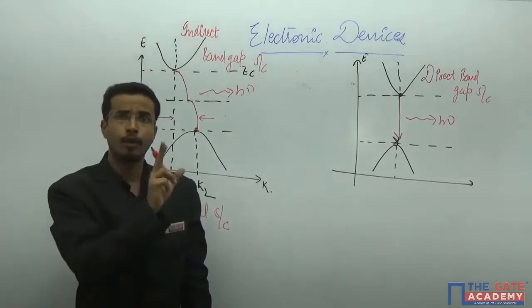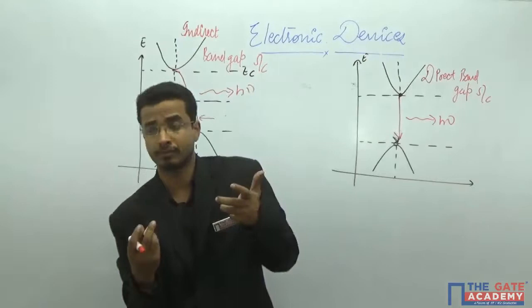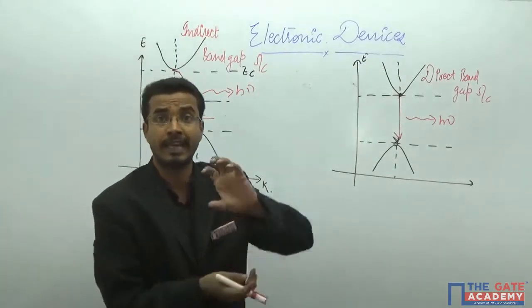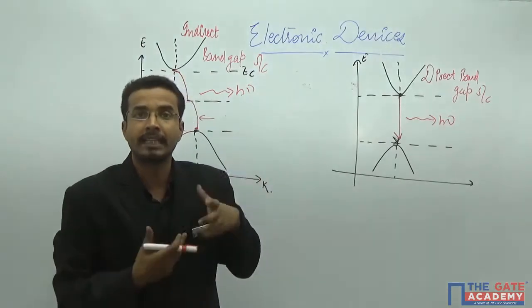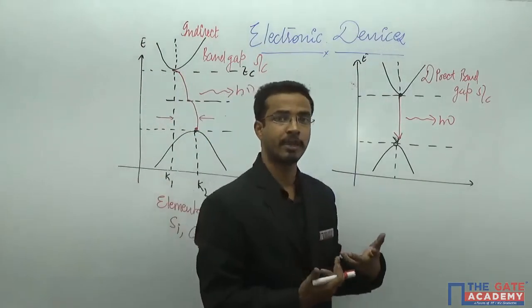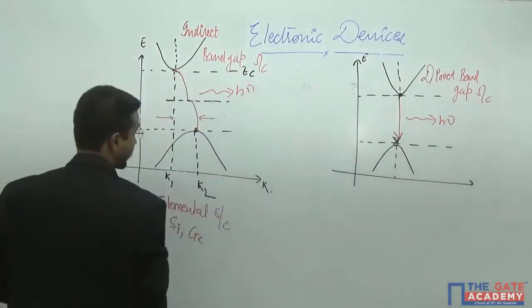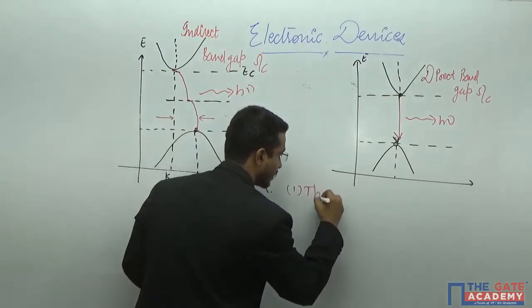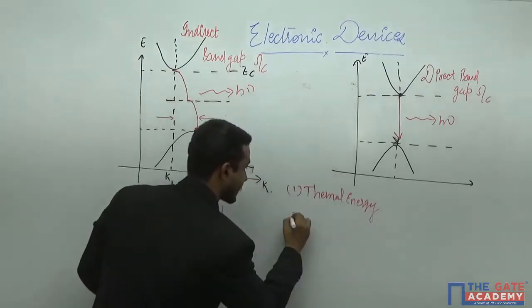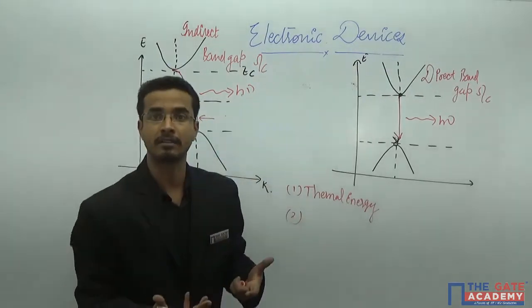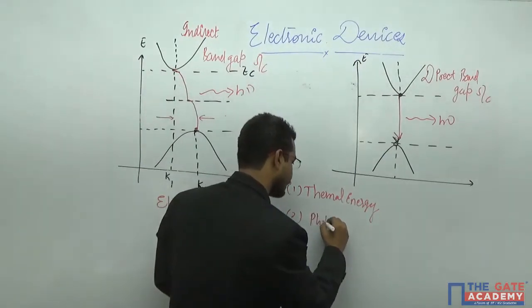Now, we know two things. Whenever you are providing energy, in which form can you get the energy? The first one is thermal. That is the reason why if you use any particular semiconductor, it gets heated up. Yes or no? So the first energy which you can get is thermal energy. And the second one is spark or light. That is known as photonic energy.